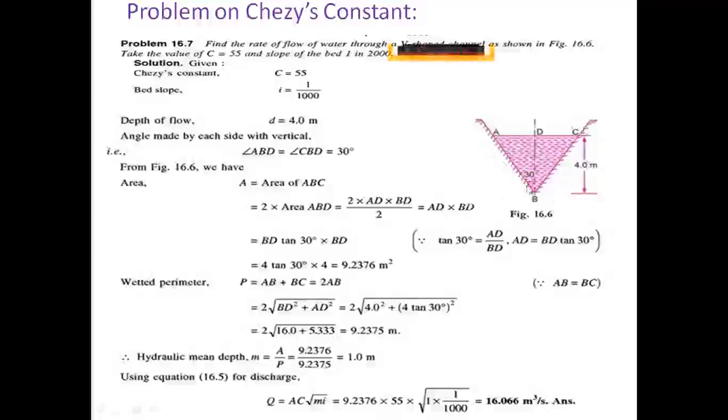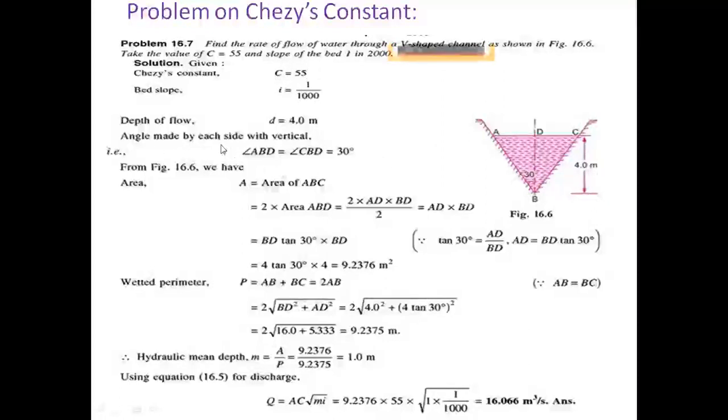Here we take different channels, changing the shape of the channels, but the procedure is the same. Find the discharge of the channel. First, the Chezy constant is given as 55. The slope of the channel, small i, equal to 1 by 1000. The depth of the channel, small d, equal to 4.0 meters.